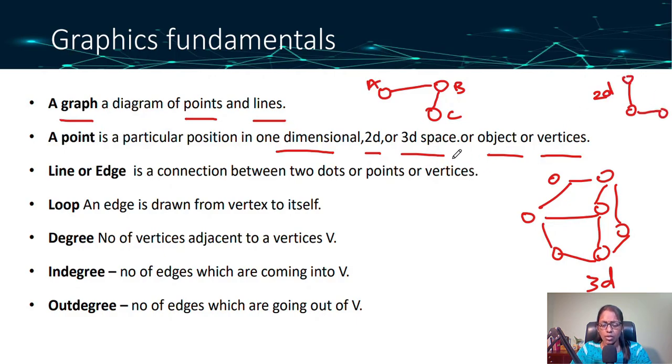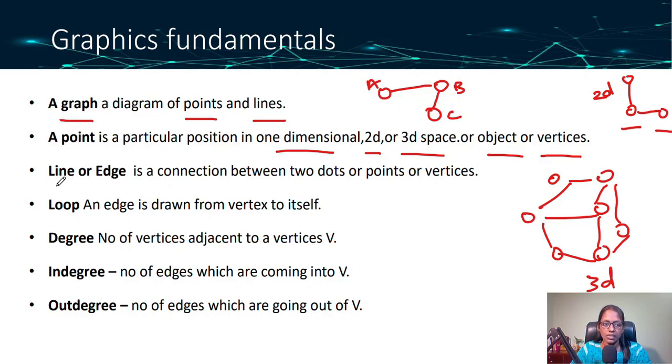So this is called a point or a position, or an object, or vertices. Everything is the same. A point is a particular position in one-dimensional, two-dimensional, or three-dimensional space, or an object or vertices. Okay, this is called a point.